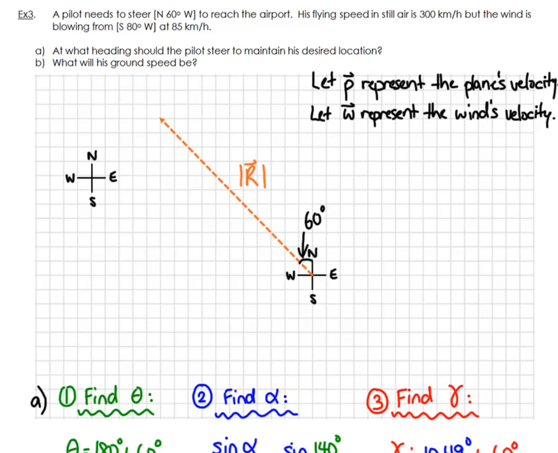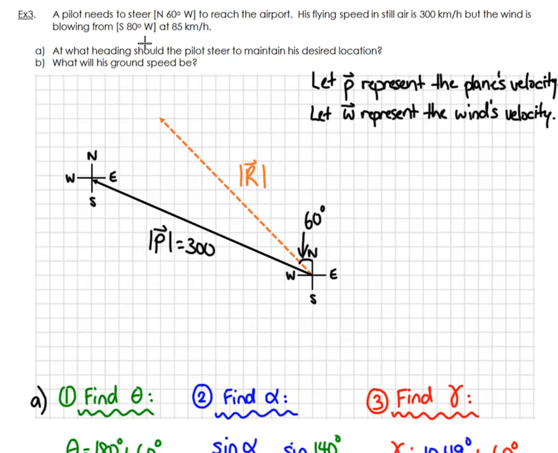Okay, so his flying speed in still air is 300 kilometers per hour. So this is not where he's actually flying right now. He's flying, and I'm going to make him fly this way. Okay, I'm going to tell you why in a sec. So let's pretend that this is the actual plane, and we're going to represent it by P vector. And so we already know what the magnitude is. P equals 300.